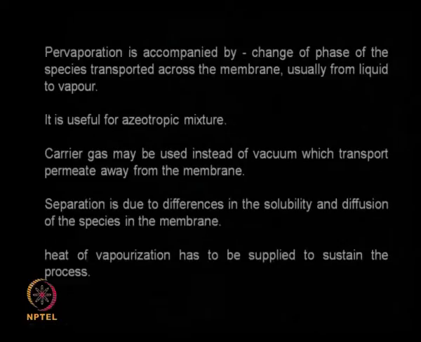So if some species diffuses very fast, then it will be collected faster on the downstream. If there is another species which is very slow, it will take much longer for it to be collected on the downstream. You need to of course supply heat, that is called the heat of vaporization, for converting the liquid into a gaseous phase, okay, this is obvious. Now the diffusion of this species through the membrane is also proportional to the size of this species, okay.